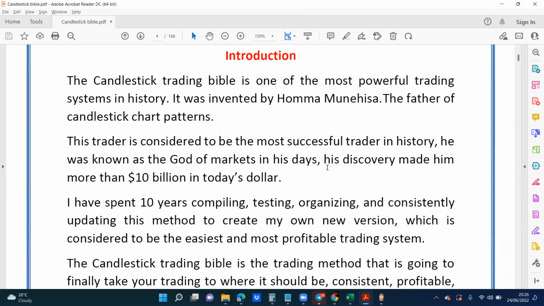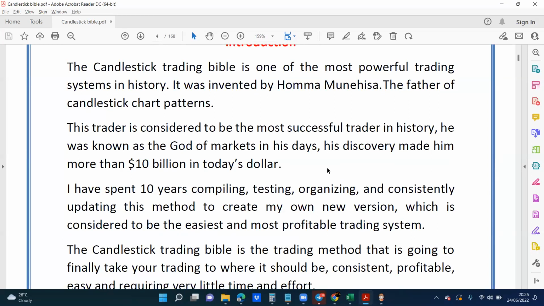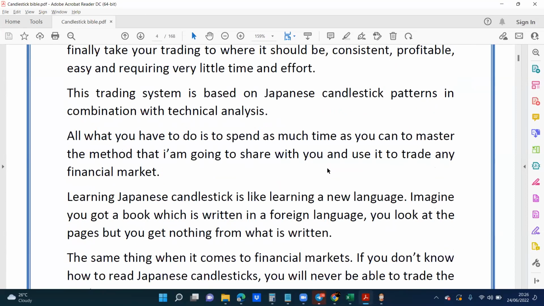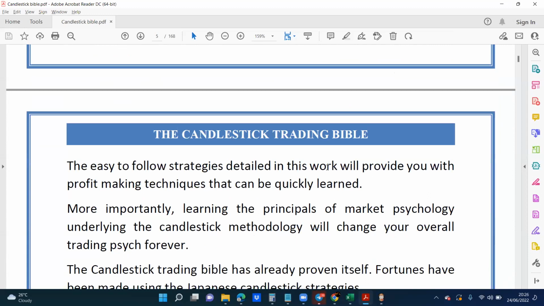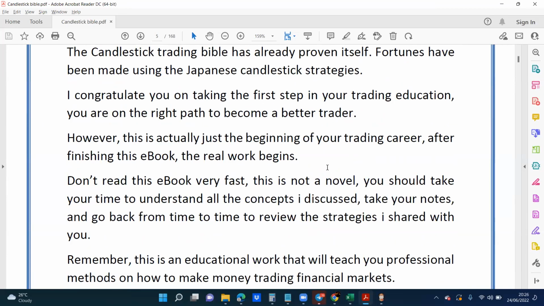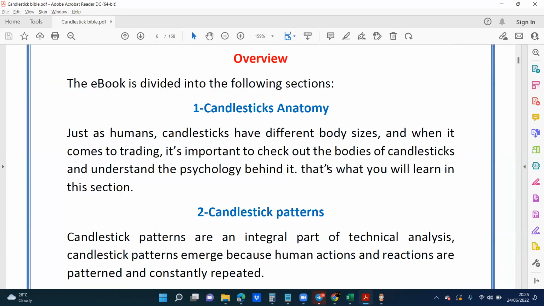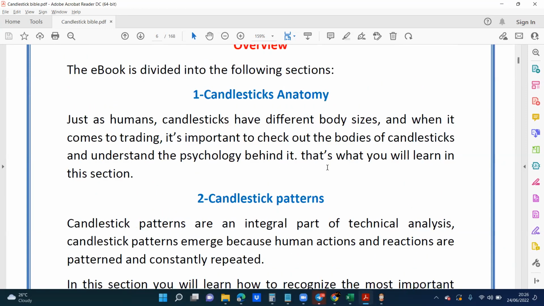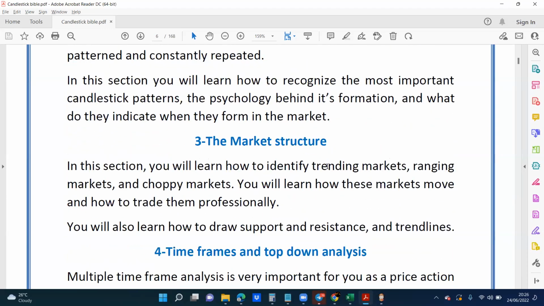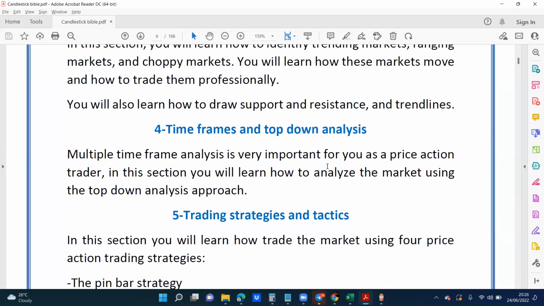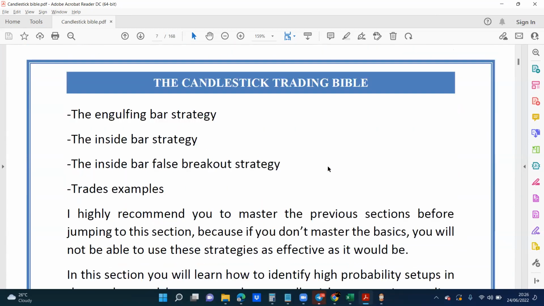Right? Now, let's leave the history of this man, because knowing it isn't going to add anything to us, right? So we'll be looking at Candlestick Anatomy, and later on we'll look at Candlestick Patterns, market structures, and the likes.